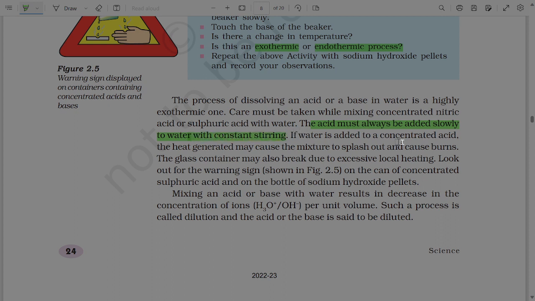If water is added to concentrated acid, the heat generated may cause the mixture to splash out and cause burns. The glass container may also break due to excessive local heating. These are the reasons why we do not add water to concentrated acid. Look out for the warning sign on the can of concentrated sulfuric acid and on the bottle of sodium hydroxide pellets.